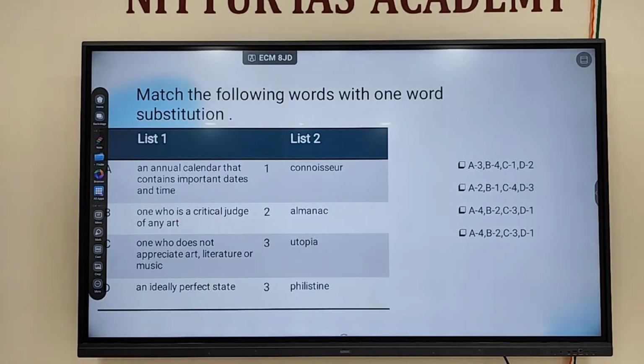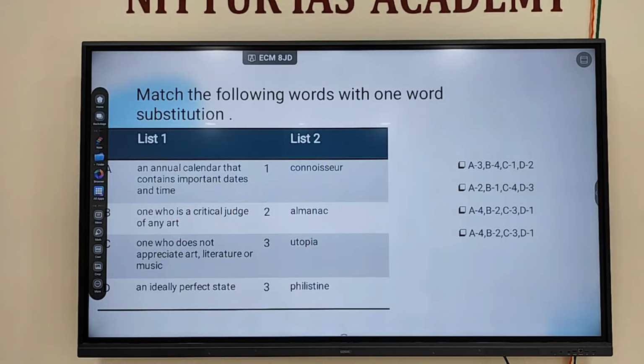Moving on. An annual calendar that contains important dates and time. Annual calendar. We don't know? Forget, let's move on. Next one. If we don't know, let's move on.